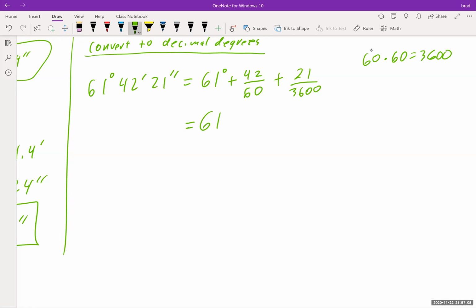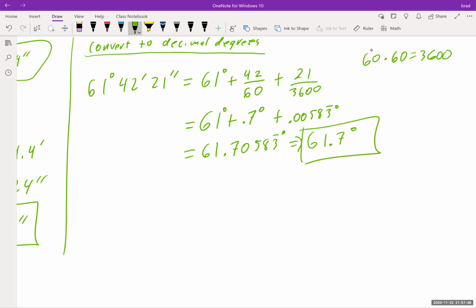So this will be 61 plus 0.7 degrees. And then you take out your calculator and you do 21 divided by 3,600 and you get 0.00583 repeating degrees. And that just means it repeats itself on and on. So I'm just going to round, let's just say we round to 1 decimal place degrees. So this would be 61.70583 repeating degrees. So I'm going to round this off to 61.7 degrees.